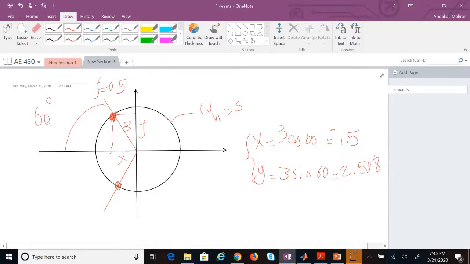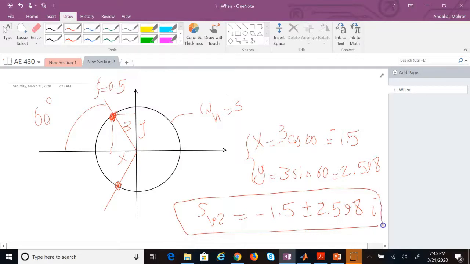So this is the location of the dominant poles: negative 1.5 plus and minus 2.598 times j. I have to move my root locus such that it passes through these two new points. Good, so that's step number 1.